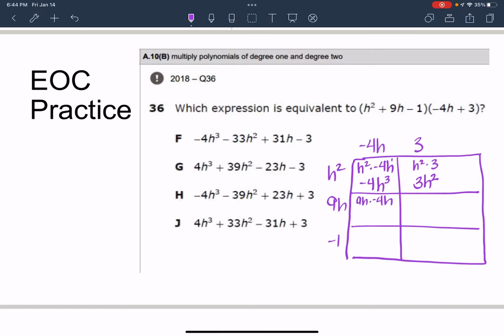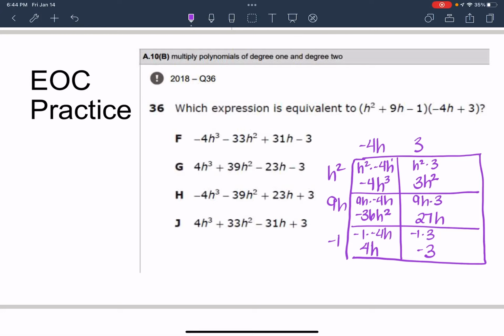Next box, I have 9h times negative 4h. So I pull out the 9 and the negative 4, which gives me negative 36. And then h times h is h squared. Then the next box over, I have 9h times 3. So 9 times 3 gives me 27. And then I have h. Negative 1 times negative 4h. Negative 1 times negative 4 is 4. And then I have h. And then I have negative 1 times 3, which is negative 3.